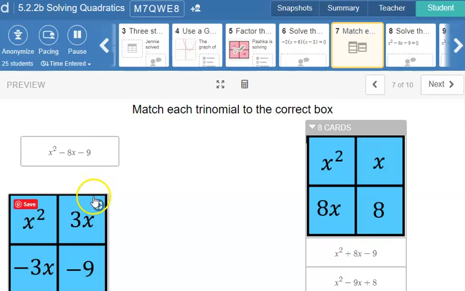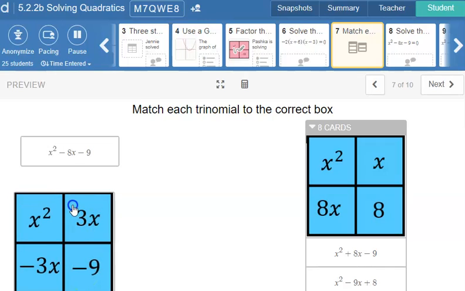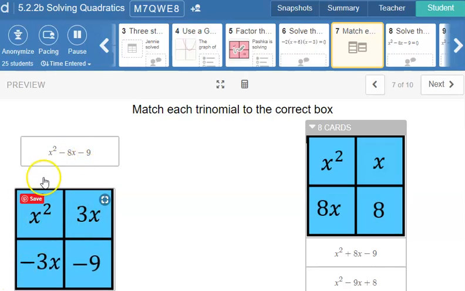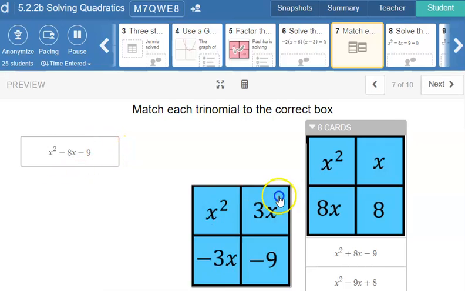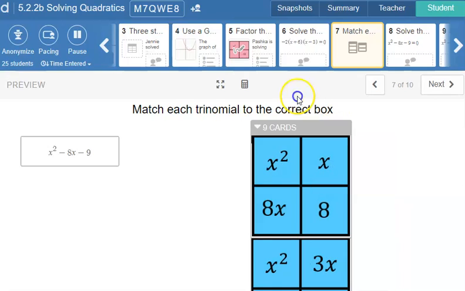Alright, I've got x squared minus 8x minus 9. So I need an x squared for my first term and a negative 9 for my last. So this one could work. Now my x's need to add up to negative 8x. So 3x minus 3x is not negative 8x. So let's don't use that one.